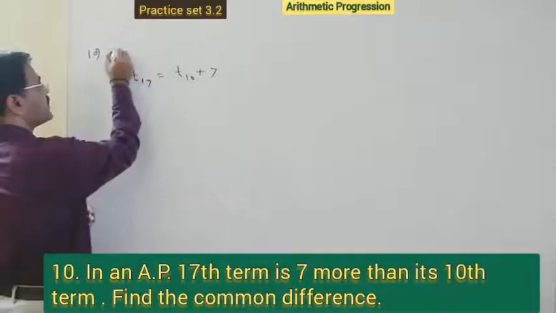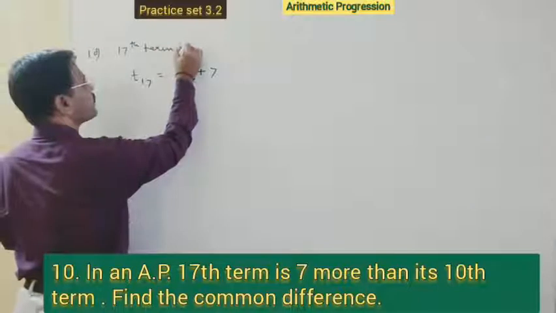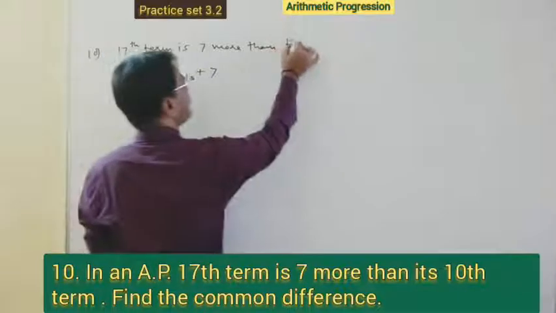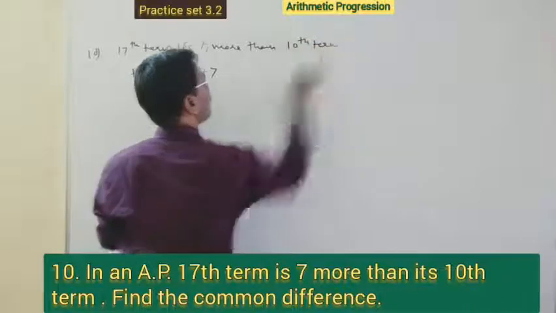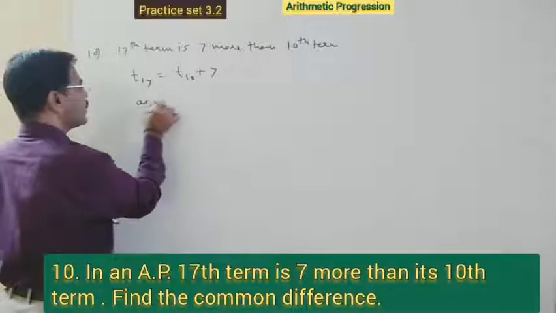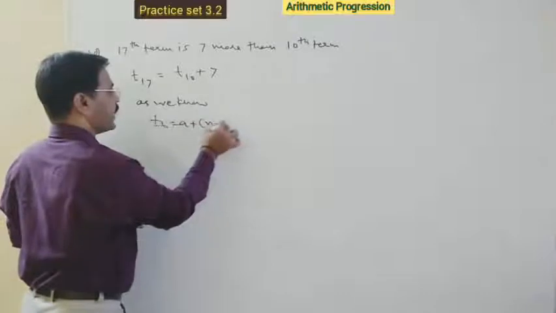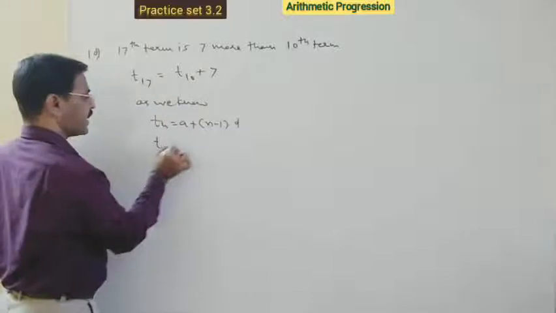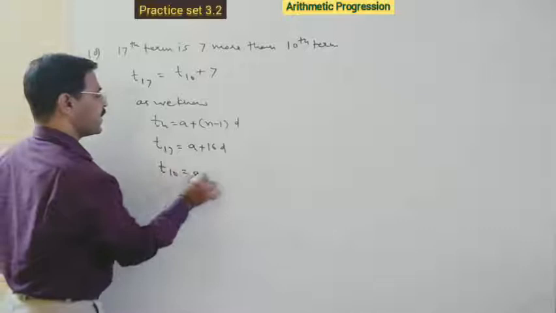So I'll write in words as well. Look here. The 17th term is 7 more than the 10th term. Okay, friends? Very useful. Here also we are going to use the same formula. As we know, Tn is equal to a plus (n minus 1) into d. Now what we need? T17 and T10. So both we can write. T17 means a plus 16d and the 10th term means a plus 9d.